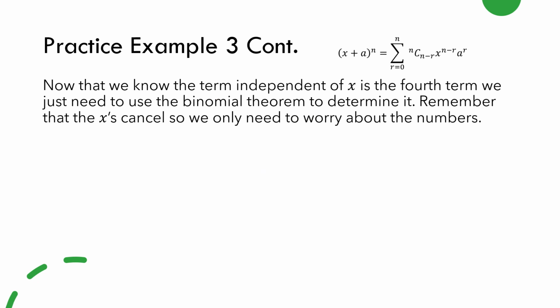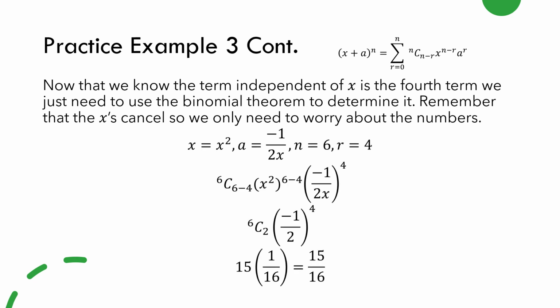So now that we know that term, all we have to do is write it out. But remember the x's cancel, so we can skip a little bit here. We don't have to do the whole process because we know the x's are going to cancel. So I'm just going to write this out again for reference, but now we actually know what r is here. So we plug in some variables. n was 6, r was 4. Again, n was 6, r was 4, and r was 4 here.